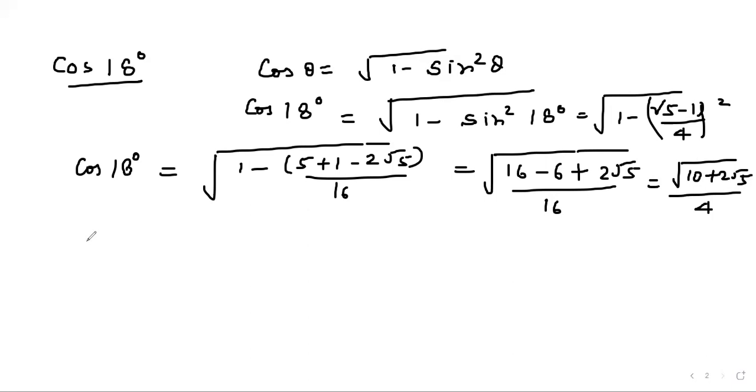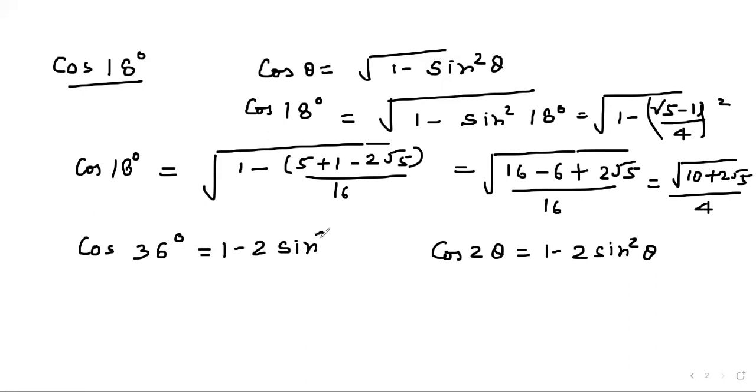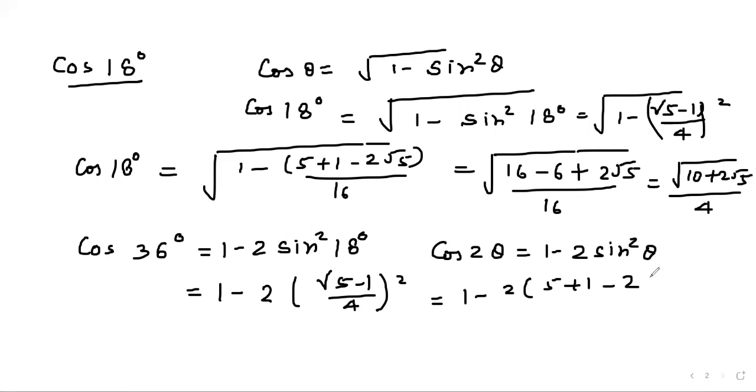Now let's consider cos 36 degree. So we can write cos 2 theta, as we know, cos 2 theta is 1 minus 2 sine square theta. So here cos 36 degree equals 1 minus 2 sine square 18 degree. So this would be equal to 1 minus 2 times sine 18, which is root 5 minus 1 divided by 4, whole square. We simplify, we get 1 minus 2 times 5 plus 1 minus 2 root 5 divided by 16. So after simplification, we get root 5 plus 1 divided by 4.